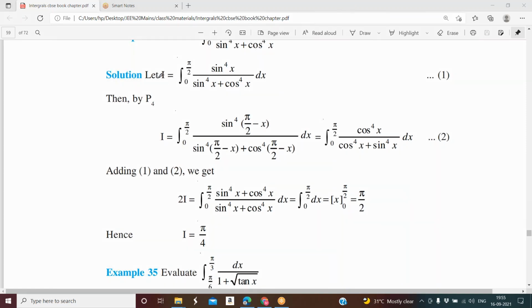Add these two, I plus I gives 2I. Then sine power 4 plus cos power 4, same limits, right? So 0 to pi by 2 sine power 4 plus cos power 4 divided by sine power 4 plus cos power 4. Cancel. We get dx. Integral dx is x. Substitute the limits 0 to pi by 2. So 2I value is pi by 2. Therefore, I value is pi by 4.